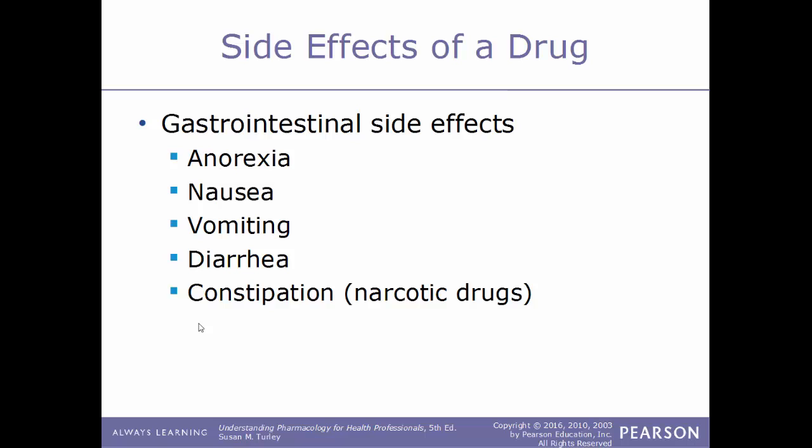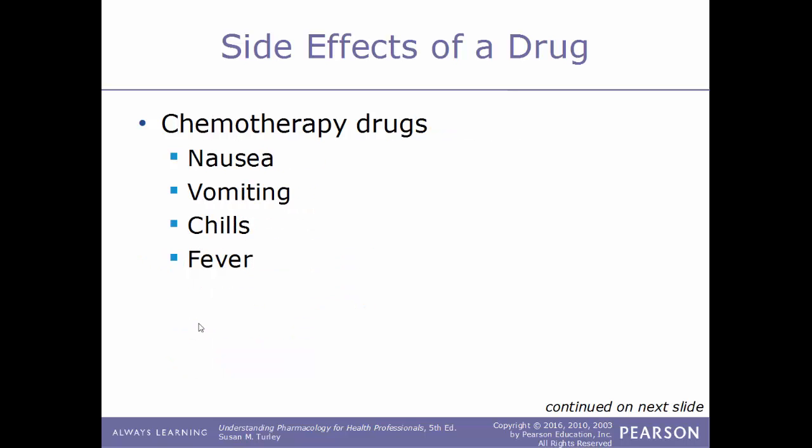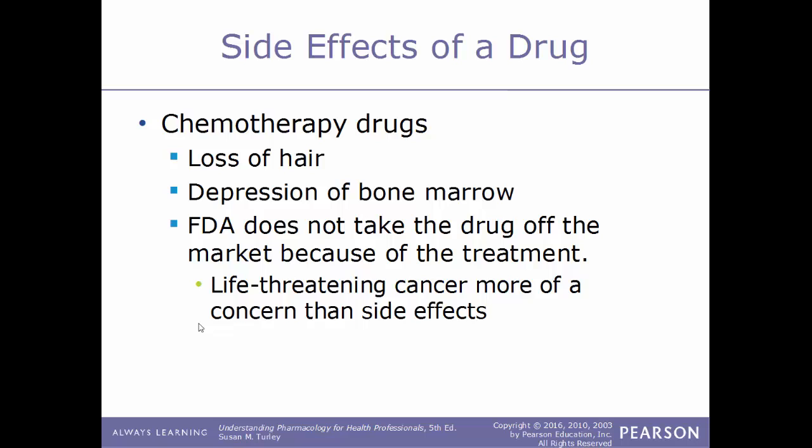Some common side effects for gastrointestinal drugs could be anorexia, could be nausea, vomiting, or diarrhea, or constipation, especially for narcotic drugs. Drugs for the central nervous system, common side effects would include drowsiness, or excitement, or depression. Antidepressant drugs, common side effects of this class of drugs would include blurred vision, or having dry mouth, or being fatigued. And some common side effects of chemotherapy drugs, nausea, vomiting, chills, fever. Some other common side effects, loss of hair, depression of the bone marrow.